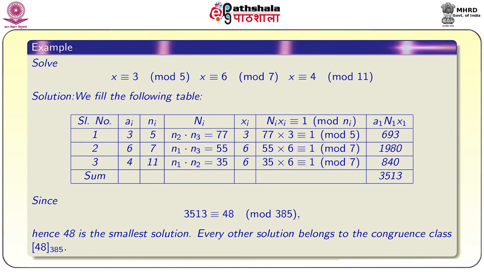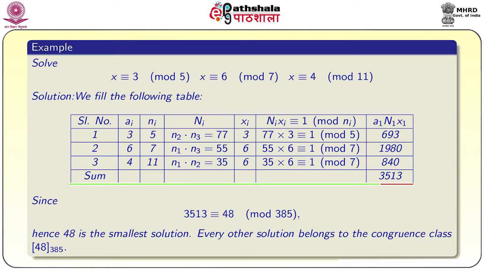Now, another example. Here we will speed up a little bit. Again we will fill the same table. We request you to check the table carefully. Again a1, a2, a3 values are 3, 6, 4, and n1, n2, n3 are 5, 7 and 11, and capital N1, N2, N3 are calculated in a similar fashion.